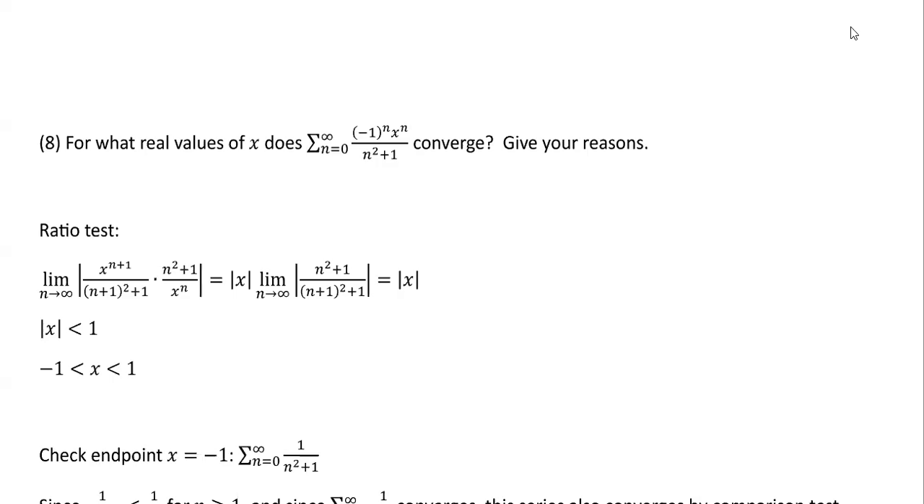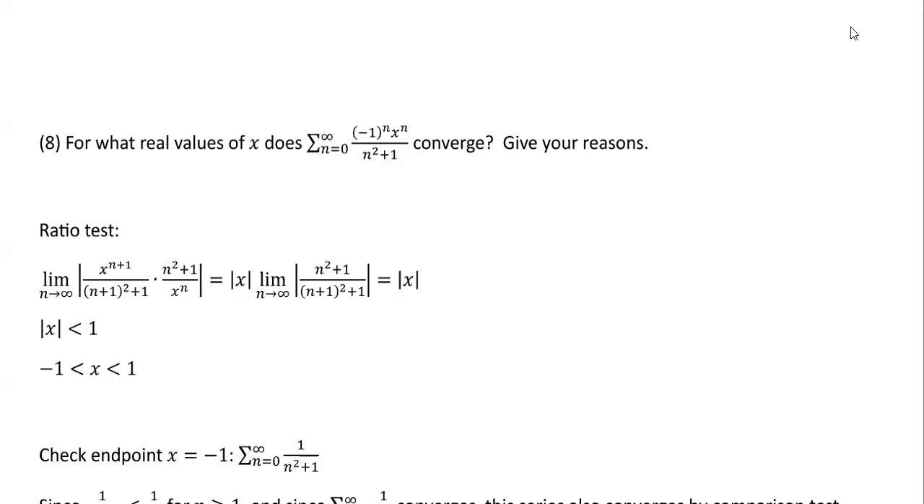Number 8 in this problem set about power series from a professor at Princeton University. These were past exam problems, supposedly. This is a very typical interval of convergence problem. This one asks for what real values of x this summation, as n goes from 0 to infinity, of (-1)^n x^n over n squared plus 1 converges.